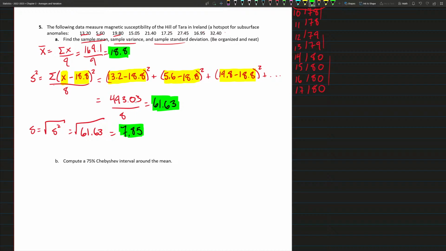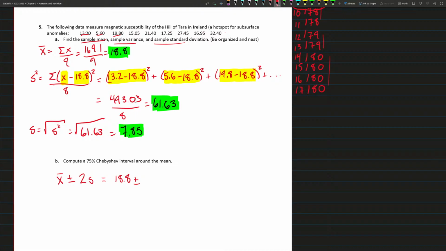And then part B is asking us to compute a 75% Chebyshev interval around the mean. So again, all this means is that we are going to take our mean, so we have x bar plus or minus 2 sample standard deviations. So this is 18.8 plus or minus, and this is the wrong term, so it should be 2s.